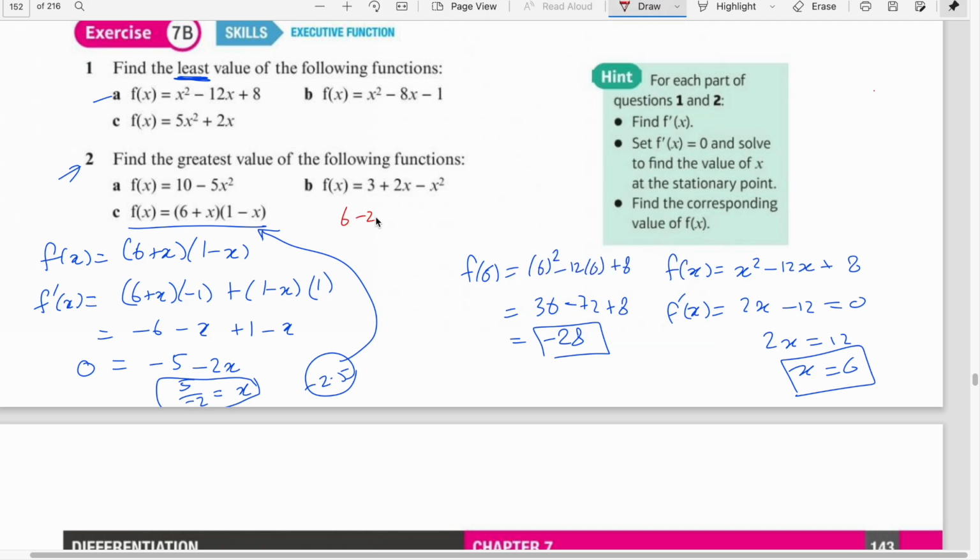So 6 minus 2.5 into 1 minus 2.5 gives me 3.5 times 3.5. So that is 12.25, the greatest value of this function.